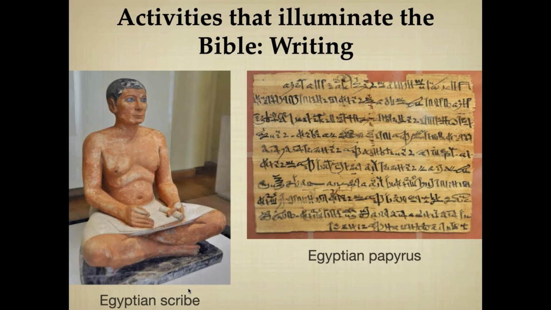And here's an example of what they might have written. This is an Egyptian papyrus written in a script form of hieroglyphics, and it survived in Egypt because everything is dry in Egypt. And this is an actual piece probably dating to sometime in the New Kingdom, which would be 1,000 years BC or earlier.